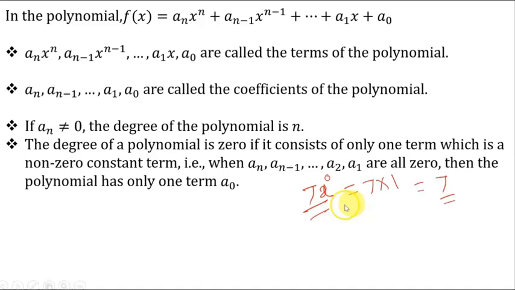If it consists of only one term, which is a non-zero constant, that is where a_(n-1) up to a_2 and a_1 all are 0. Means what? Here all these terms are 0. Then the degree of this polynomial is 0 and it is called the constant polynomial. Okay.